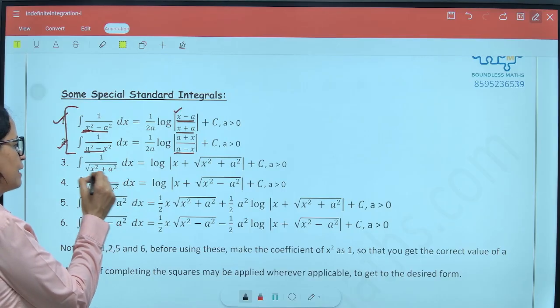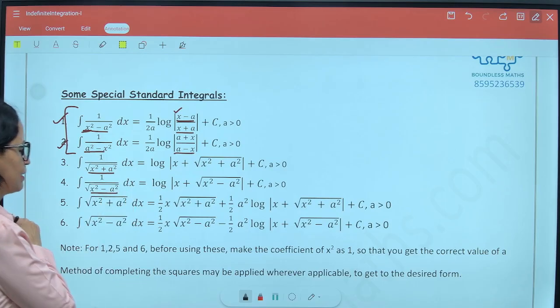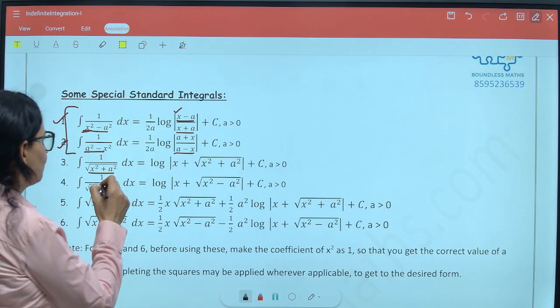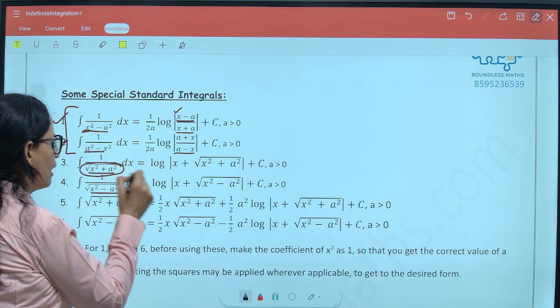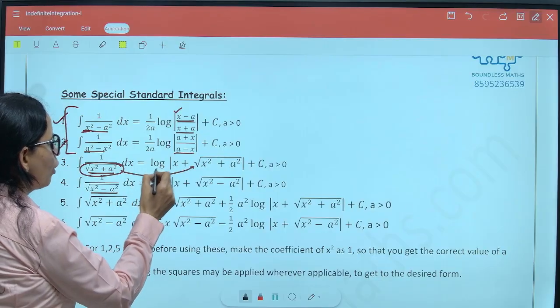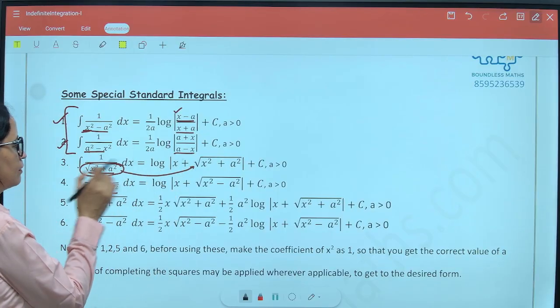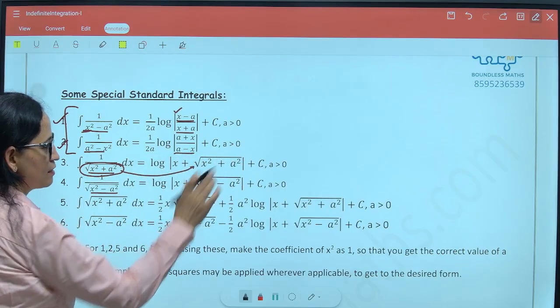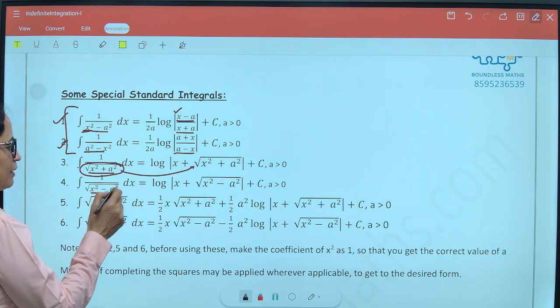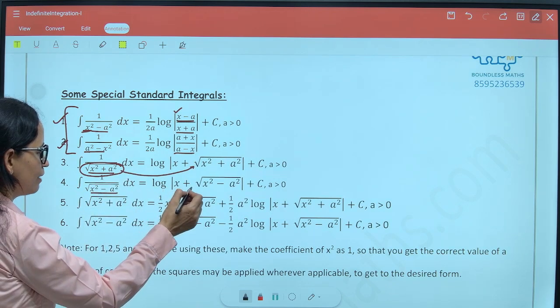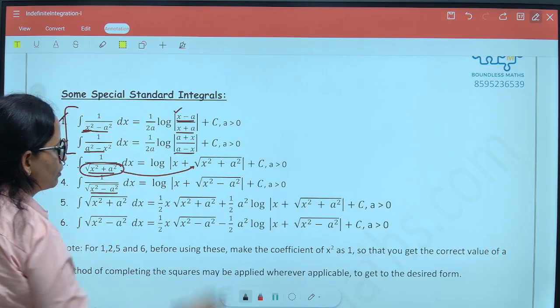Here you have x square plus a square, x square minus a square. How do we learn this now? This is log of x plus the entire radical sign expression as it is. So it is log of x plus whatever is under the root sign, you write that as it is here, plus c. Again 1 upon square root of x square minus a square means log of x plus the entire expression here plus c.